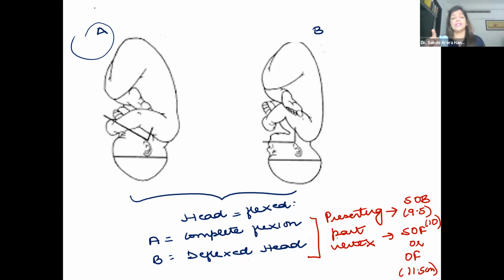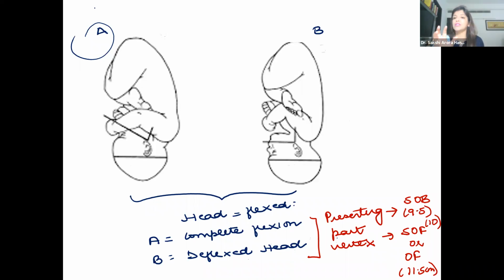So in a fully flexed head, the engaging diameter or the presenting diameter is SOB, suboccipitobregmatic, which is 9.5 centimeters, right? But when the head of the baby is deflexed, then the presenting part is vertex, but now the engaging diameter is suboccipitofrontal or occipitofrontal. Suboccipitobregmatic was just 9.5 centimeters, whereas suboccipitofrontal is 10 centimeters and occipitofrontal is 11.5 centimeters.